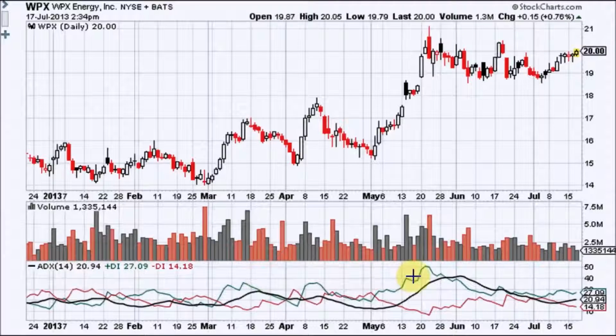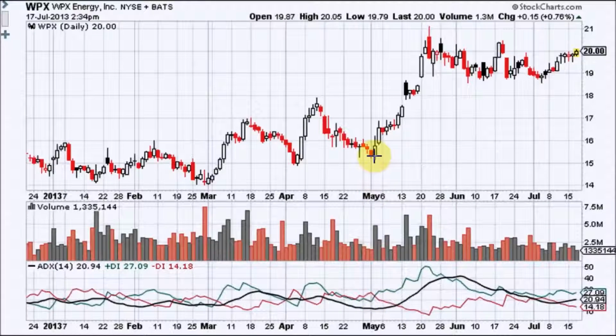Now let's talk about the DI plus and the DI minus. As I mentioned, the ADX itself only determines the strength of a trend. It does not say which direction. That's the job of the DI plus and the DI minus. Right here there is a crossover where the green DI plus crosses up through the down-ticking DI minus, the red line right here.